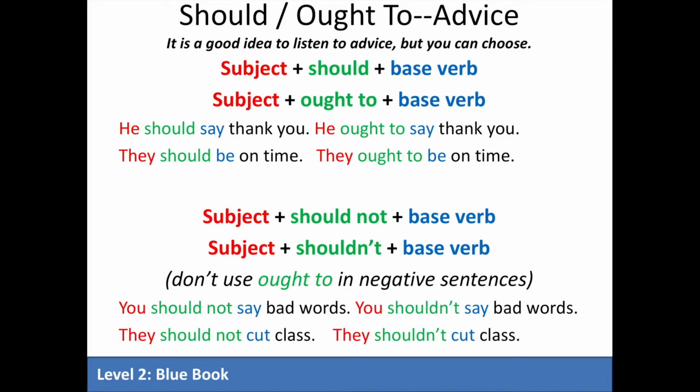Again, the structure starts with the subject, followed by should not or shouldn't, and then the base verb. Some examples: you should not say bad words. You shouldn't say bad words. They should not cut class. They shouldn't cut class.